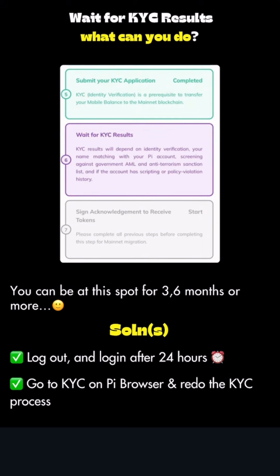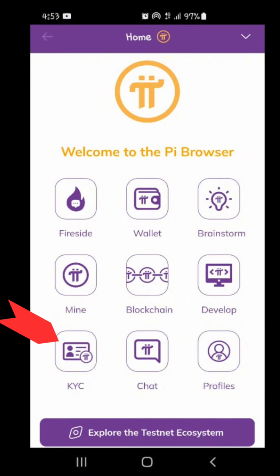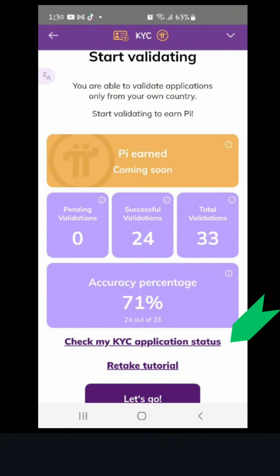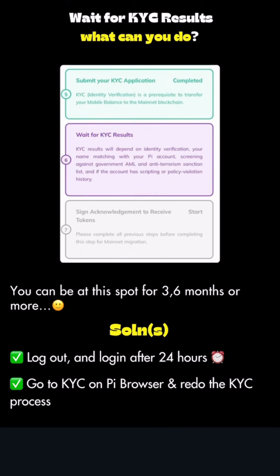And if it does not, you want to go to KYC on your Pi browser, not the Pi app. Go to KYC on your Pi browser and redo the KYC process. Okay, go ahead to start the KYC process again, and this is going to clear off for you to submit your KYC or for the results to be shown. All right, so that is what you want to do. Log out and log in after 24 hours, or go to KYC on your Pi browser and redo the KYC process, and this will clear off.